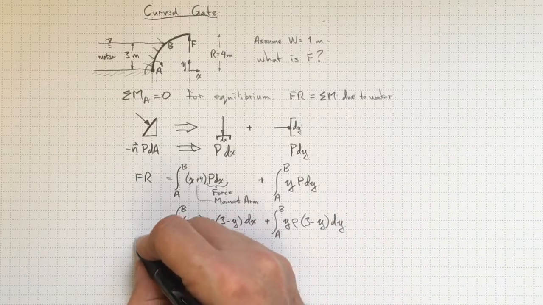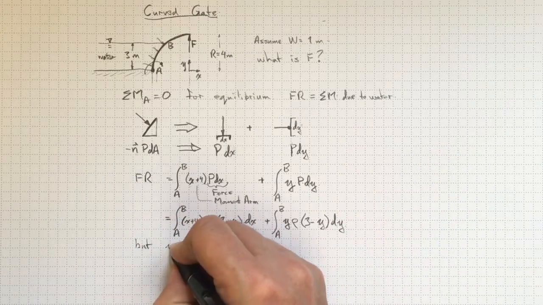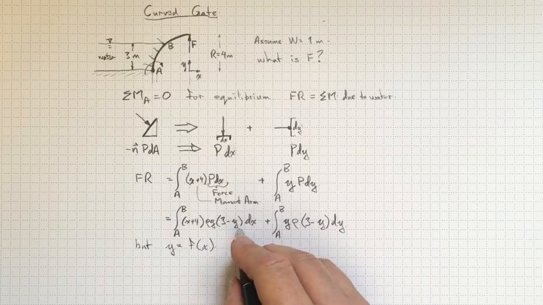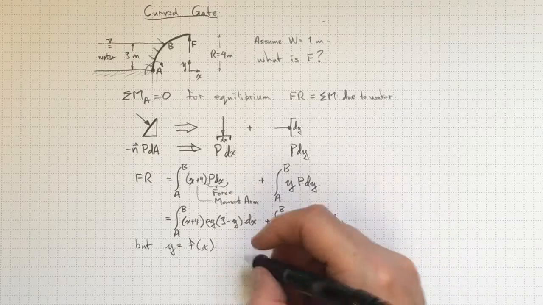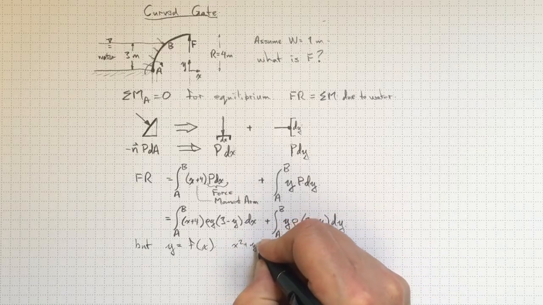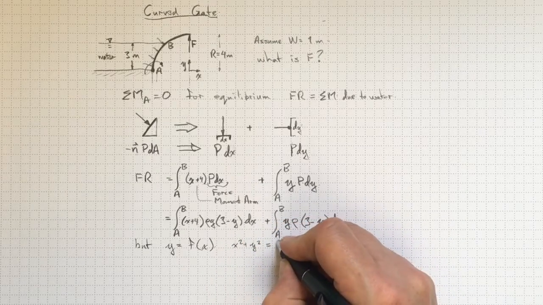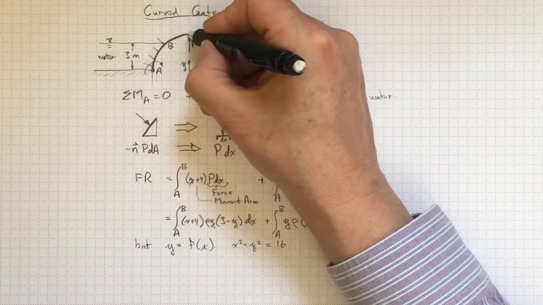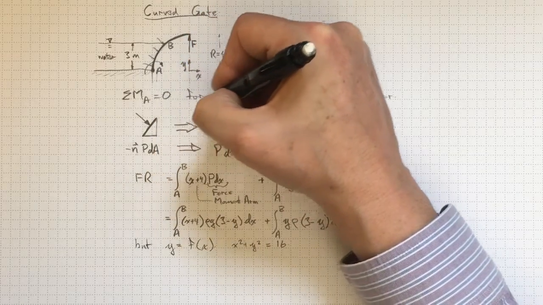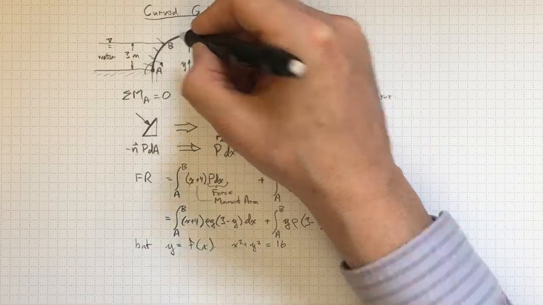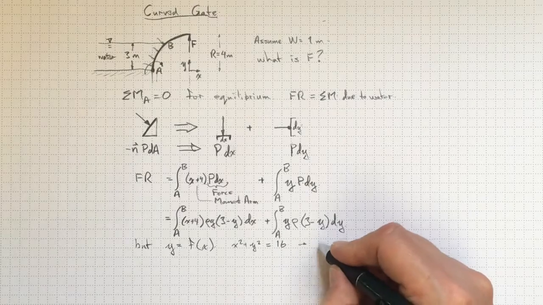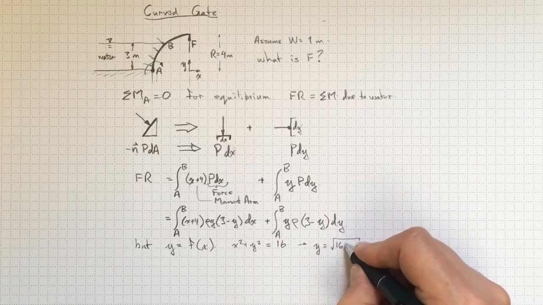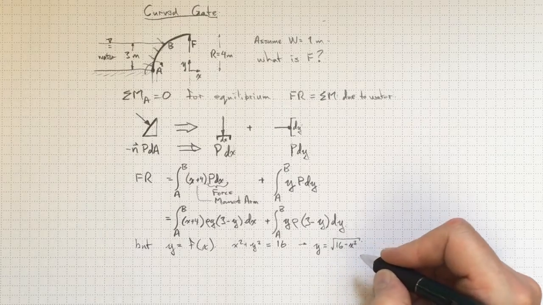But y is a function of x, or x is a function of y. So we're not going to be able to get away with just having that y in there. We're going to have to sort that out. x squared plus y squared equal to 4 squared, equal to 16, is the equation of that circle. It applies on that gate and also the whole circle that goes all the way around. So from there we can say that y is equal to the square root of 16 minus x squared.